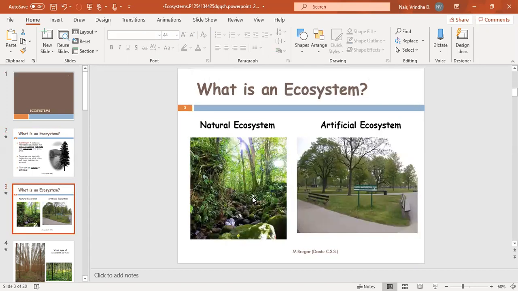So this is a natural ecosystem, and this is an artificial ecosystem where it could be a school playground where everything has been cleared, it's neat and everything has been aligned properly, kind of thing. And here it's just a jungle, where it's a natural ecosystem. Okay?